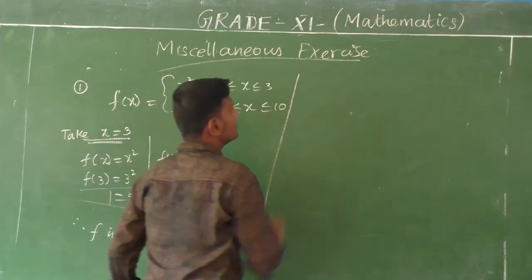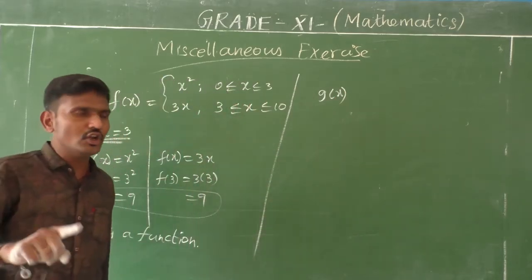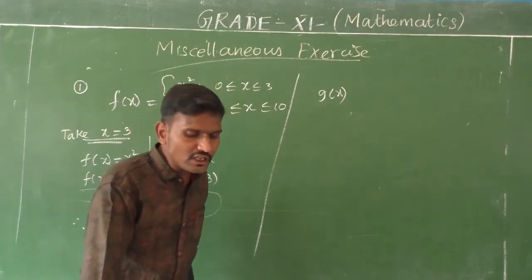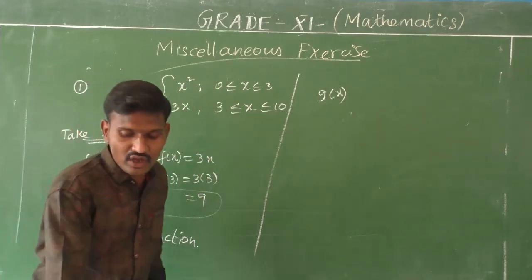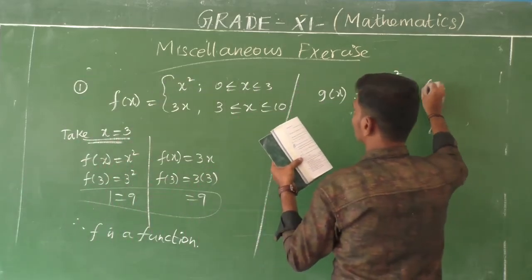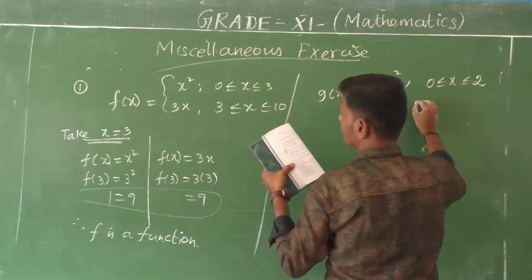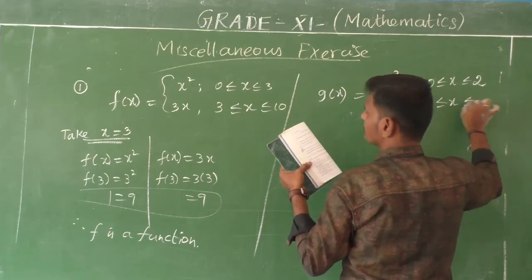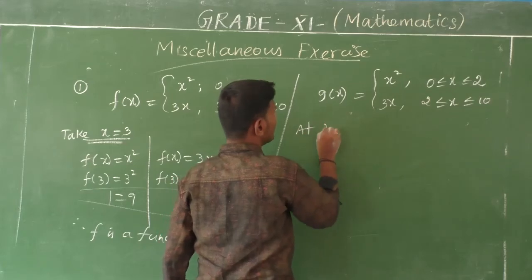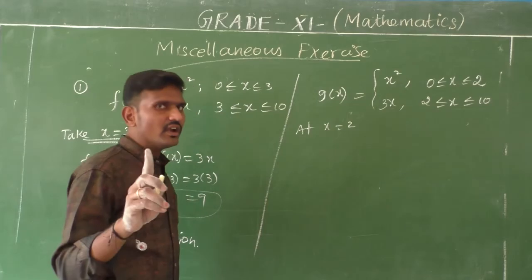And the second one is given as g of x. What are they asking in the question? Show that f is a function, yes, we have proved that f is a function. And g of x is not a function, we are going to prove now. So what is your given g of x? g of x is equal to x square if 0 is less than or equal to x is less than or equal to 2, and 3x if 2 is less than or equal to x is less than or equal to 10. For that also I am taking x equal to 2 and substituting in both to check whether they are equal or not.